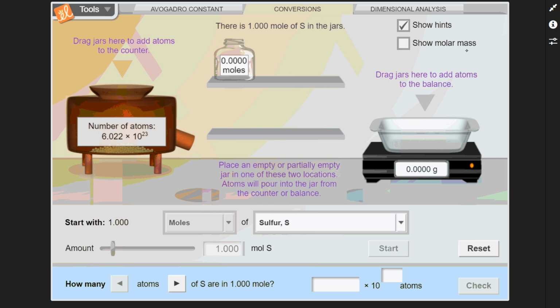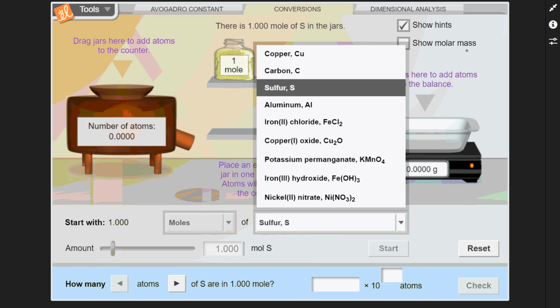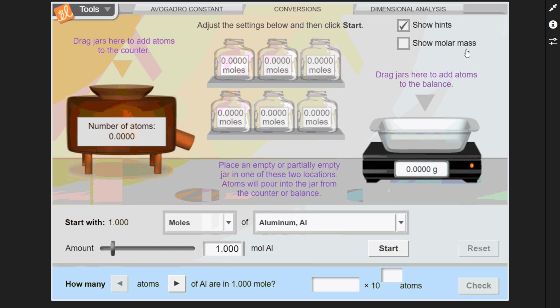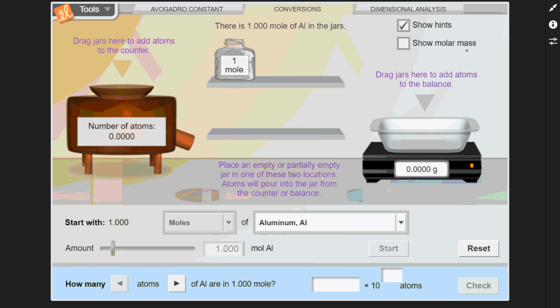So you've got a dozen eggs, it's 12 here. 6.02 times 10 to the 23 is something. Hey, that's a mole. And then what we can do is I can empty it and maybe add another substance. Let's add, I don't know, how about aluminum? And do the same thing with aluminum. So when you have the aluminum, oops, sorry, put it into the counter, you get the same value. So a mole is always the same.